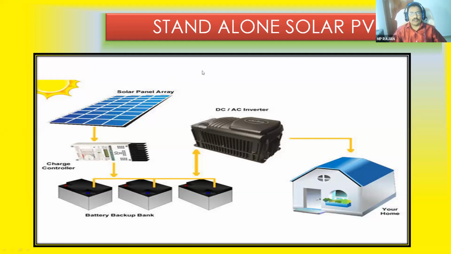So normally off grid systems are very small. Normally we are using them for our household purposes because the battery is involved in it. More power means bigger and more number of batteries are required. This adds to the cost.